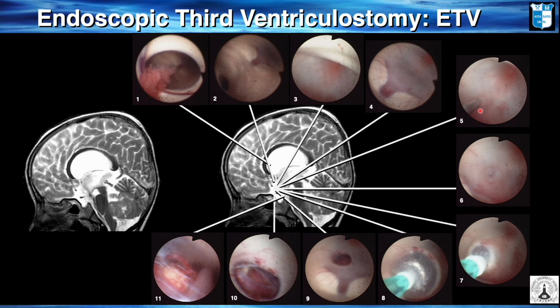And here, we make a small hole by opening in order to pass the balloon, and the balloon catheter is inserted and opened and makes a hole, a stoma, here. And you can see the brainstem and the basilar artery from this stoma at the end of ETV.